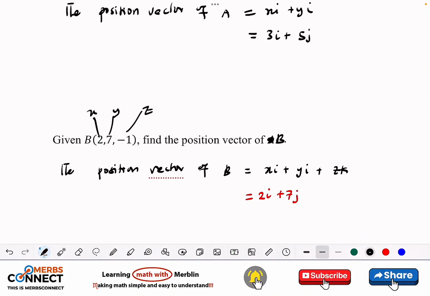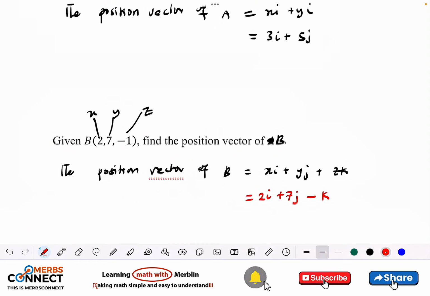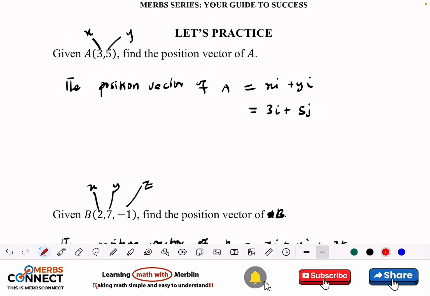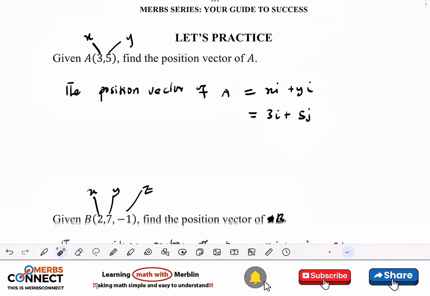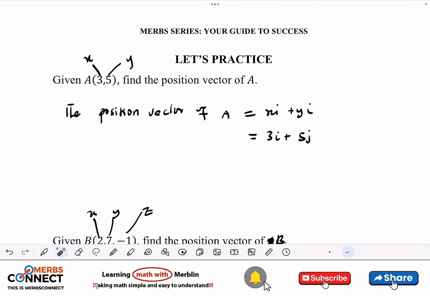Let me write my j well. And then plus or minus k. So this is what we are going to get when it is in three dimensional, right? And this is when it is two. When we are in two dimensions, it's basically plus 0k because we don't have z, so that aspect is 0, right? So basically that is the position vector.